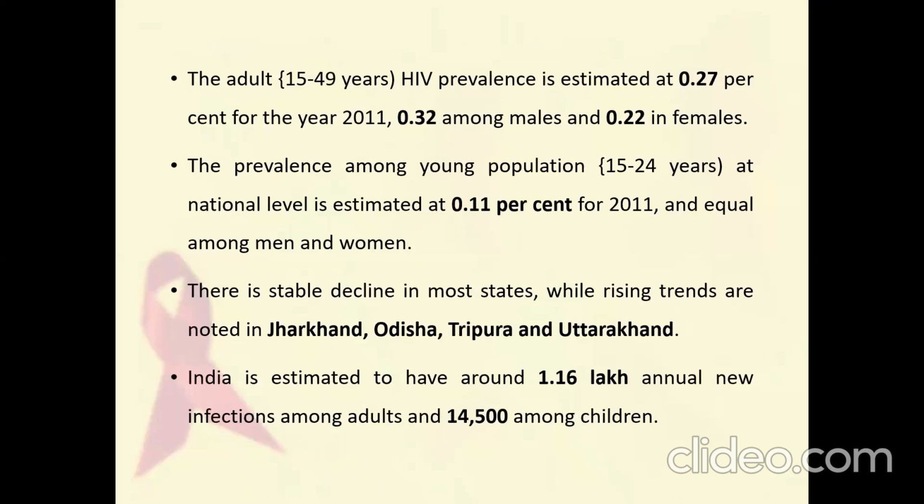Then among adults 15 to 49 years, HIV prevalence is estimated at 0.27% for the year 2011, 0.32 among males and 0.22 in females. The prevalence among the young population at national level is estimated at 0.11% for 2011 and equal among men and women.